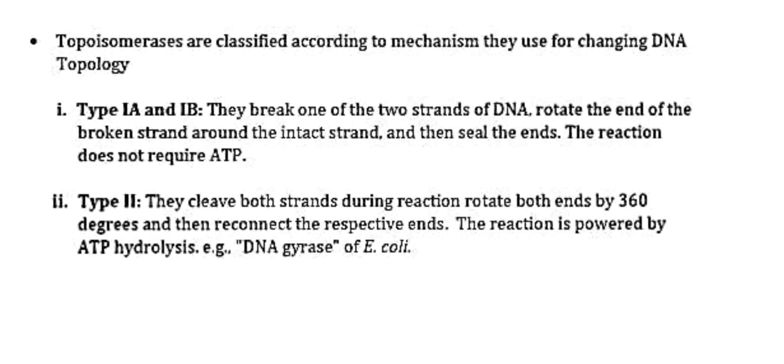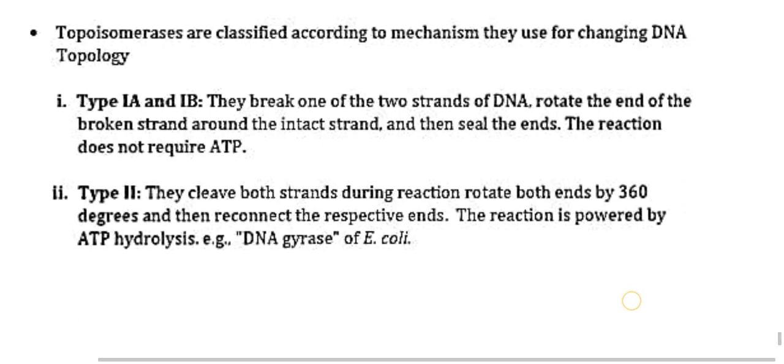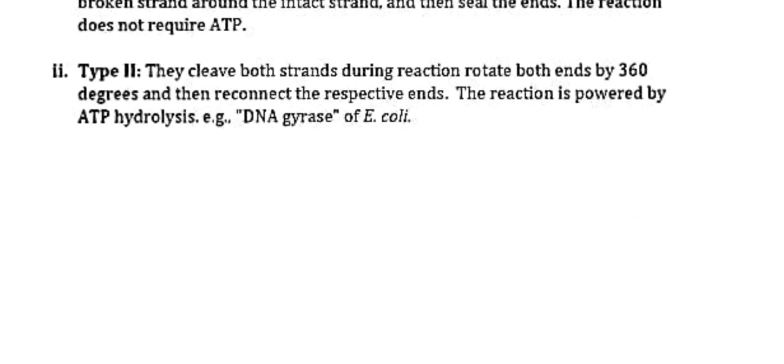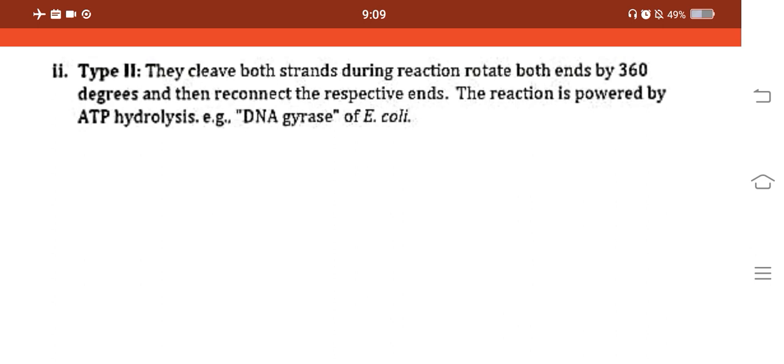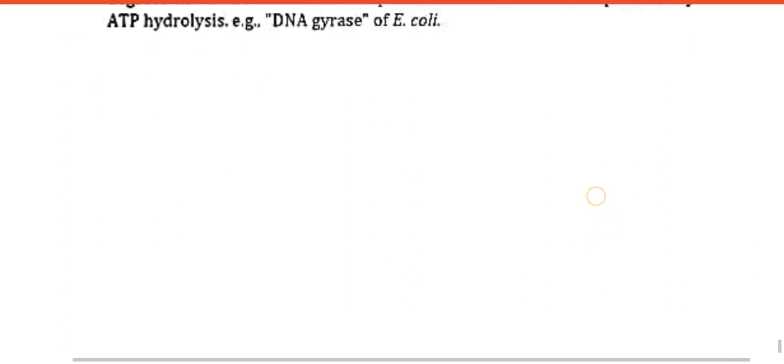Topoisomerases are classified according to the mechanism which they use for changing DNA topology, type 1A and 1B. They break one of the two strands of DNA, rotate the end of the broken strand around the intact strand, and then seal the ends. The reaction does not require ATP. Type 2. They cleave both strands during the reaction, rotate both ends by 360 degrees, and then reconnect the respective ends. The reaction is powered by ATP hydrolysis, for example DNA gyrase of E. coli.